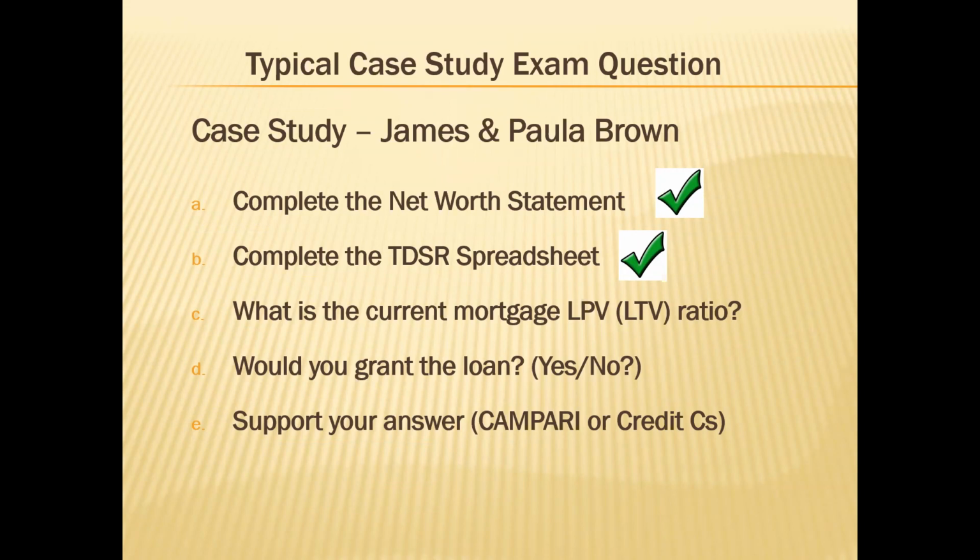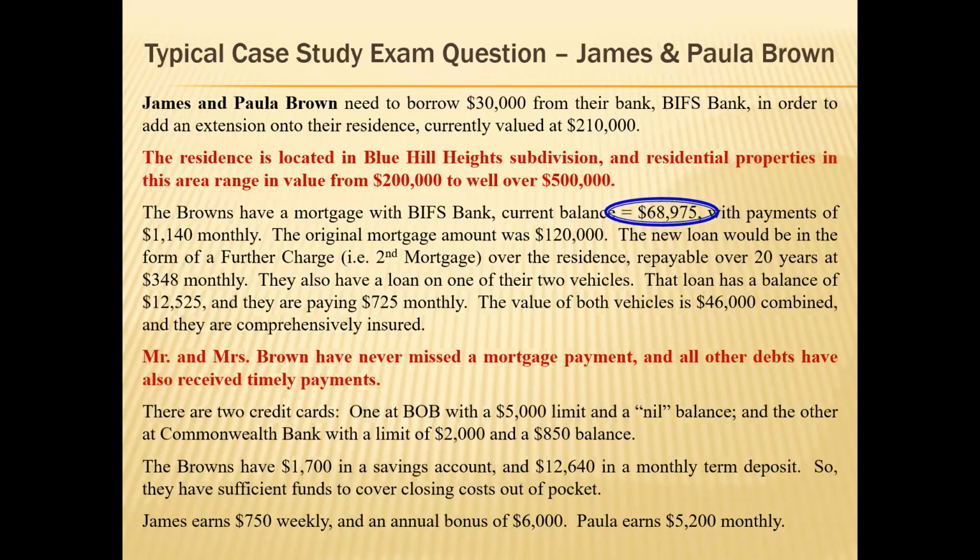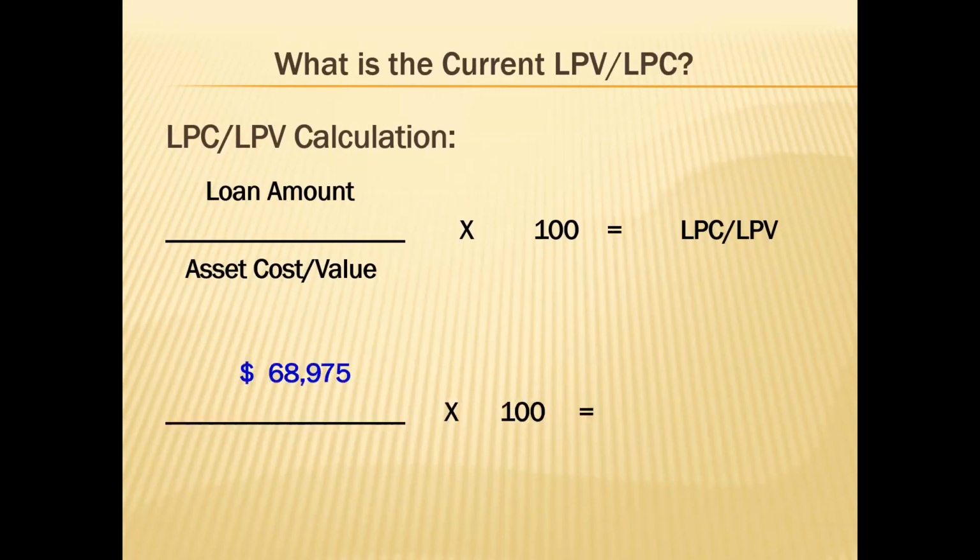Okay, so what is the mortgage LTV ratio? Okay, well there is our formula. LTV or LPC is the loan amount divided by the asset cost or value multiplied by 100. That gives us our percentage. Okay, so we know we need the numerator. We normally look at the numerator first. So the numerator is the mortgage balance. Okay, so that's 68,975. We got that from the narrative. So we plug that there as a numerator. Next, we look for the denominator.